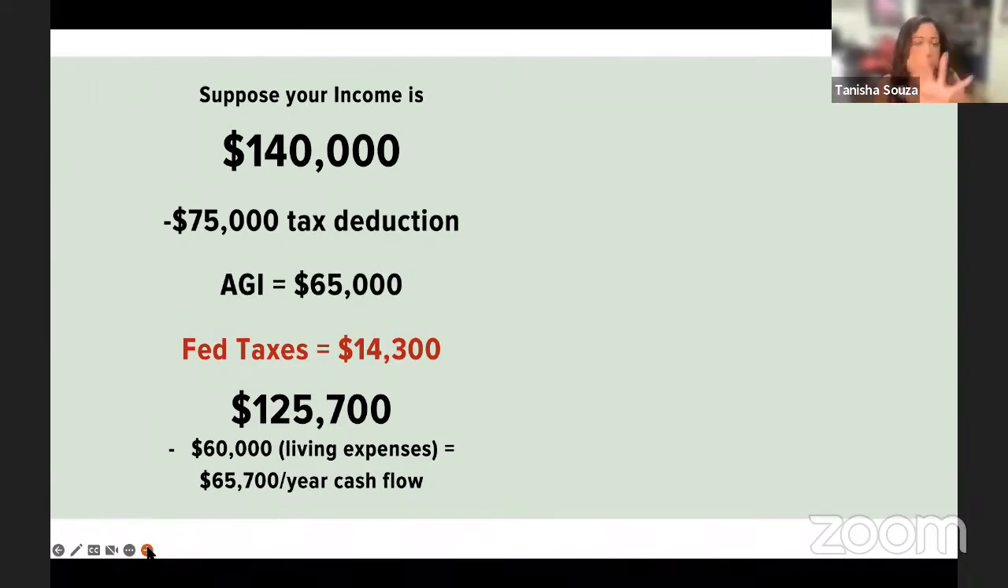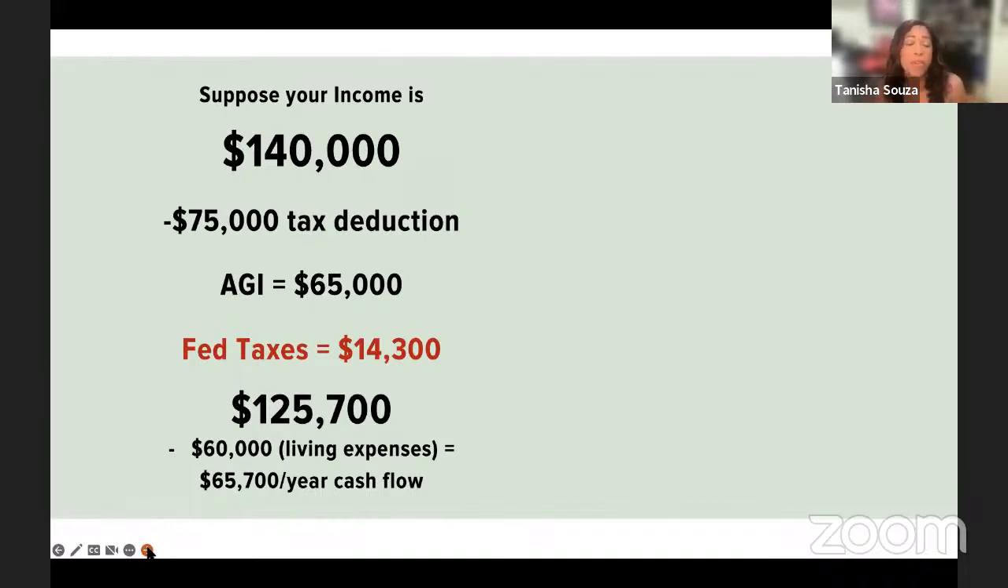I just want to show you the difference here and what a tax benefit like this could do for you. If you have $140,000 after your regular deductions, you take the $75,000 deduction because you invest $100,000 into the investment. Now your adjusted gross income is only $65,000. Doesn't mean that you only got $65,000, but that's your adjusted gross income that you're going to be taxed on, which puts you in a lower tax bracket as well. So now your tax is only $14,300, which is half of what it was before.